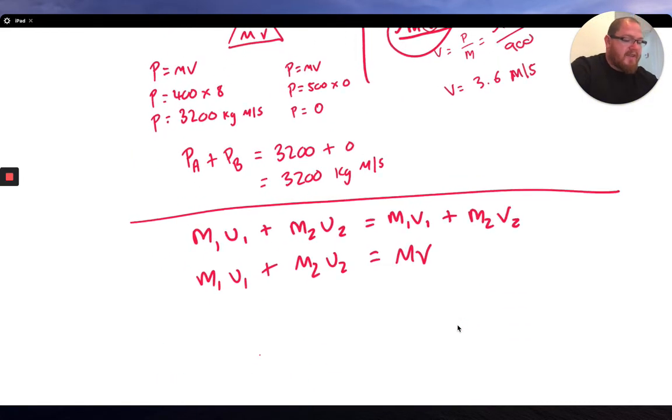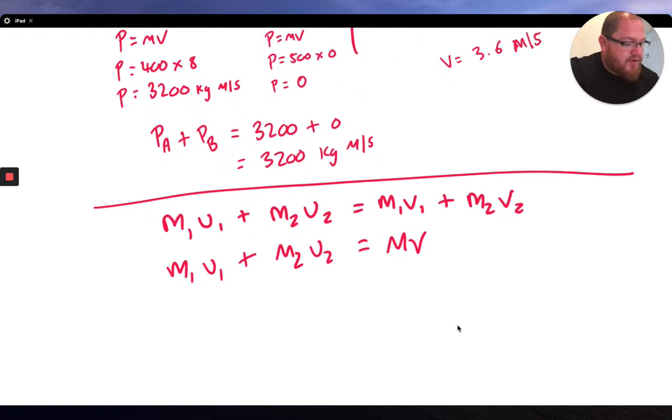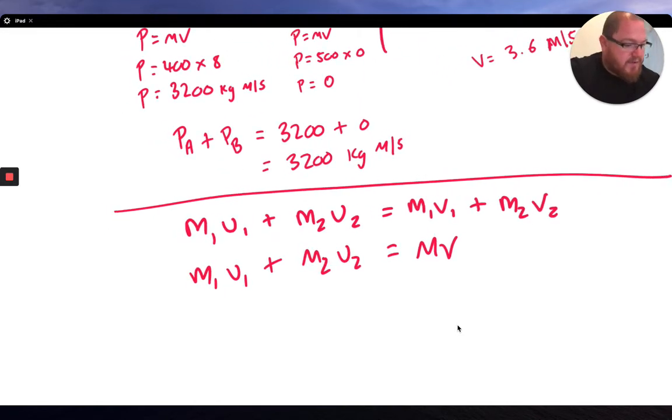And I'm just going to do this now as I did. So my mass for the first object, I'm just going to start plugging figures in, was 400. My velocity was 8, so times 8. I'm just going to put that in brackets now because we're dealing with a plus there. Plus my mass for the second object was 500 times my velocity, which was 0.